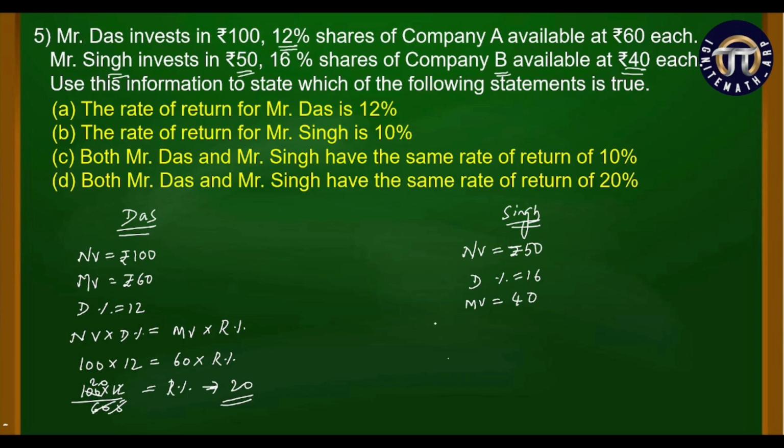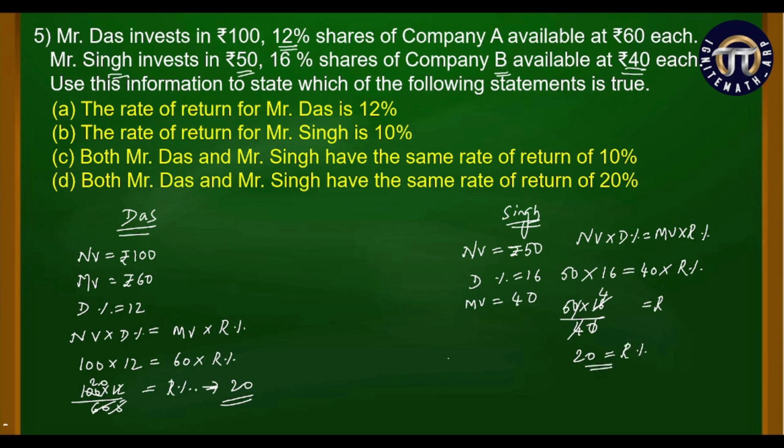In the case of Singh, let me calculate, again I will take the same formula. NV into rate of dividend is equal to MV into rate of return. For this guy it is 50 into rate of dividend 16 is equal to 40 into rate of return. We don't know it, we are supposed to calculate it. So rate of return is equal to 50 into 16 divided by 40. 0 0 get cancelled, 1 za 4 za, 5 into 4 is 20. If you observe carefully children, the rate of return in both the cases is the same.